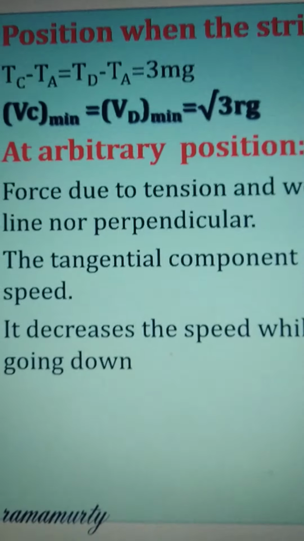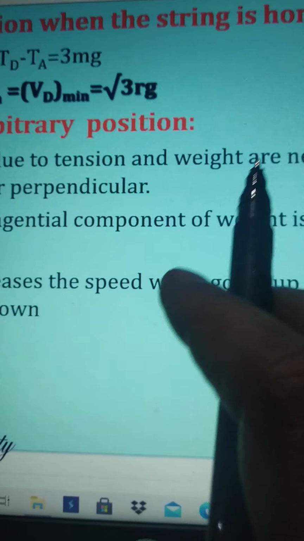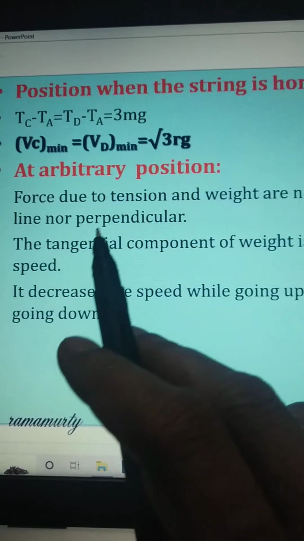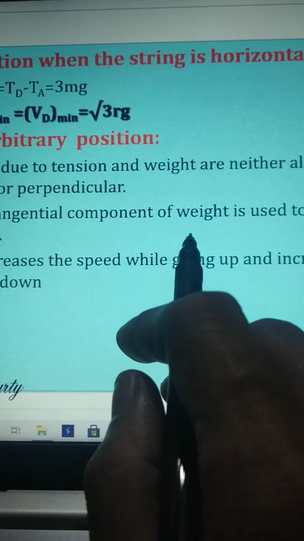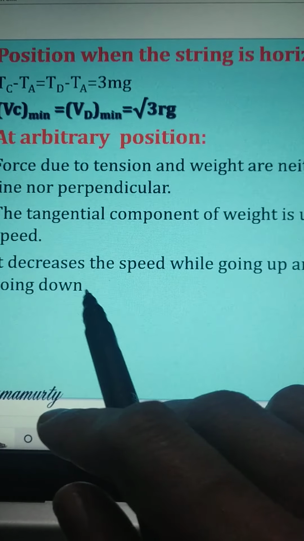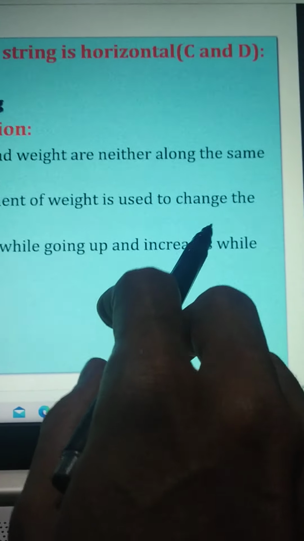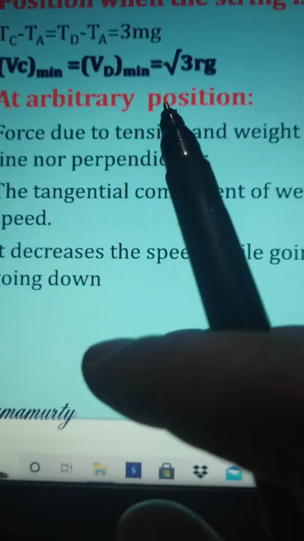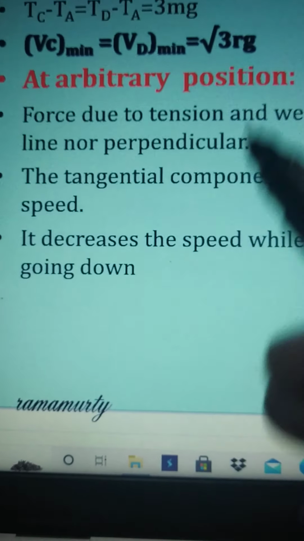So at an arbitrary position, the forces due to tension and weight are neither along the same line nor perpendicular. The tangential component of weight is used to change the speed. It decreases the speed while going up and increases it while going down. So arbitrary position means at which condition what is happening in force, tension and speed.